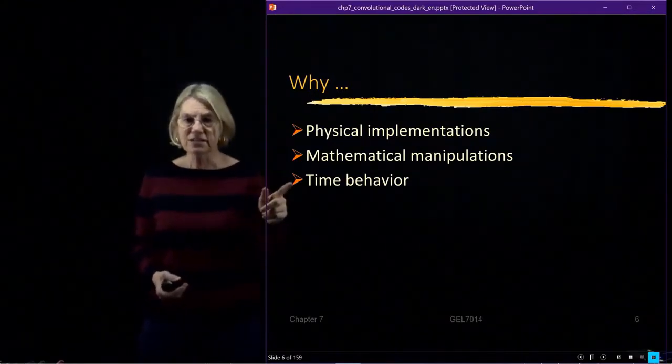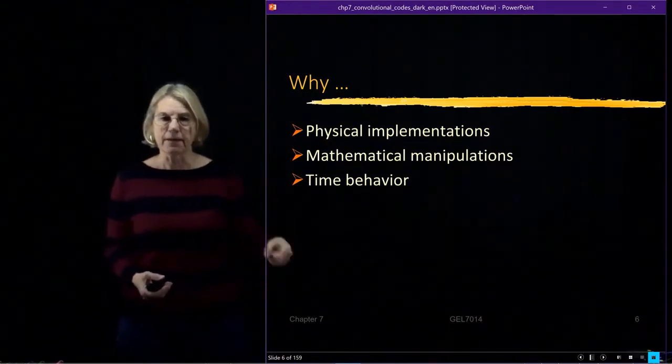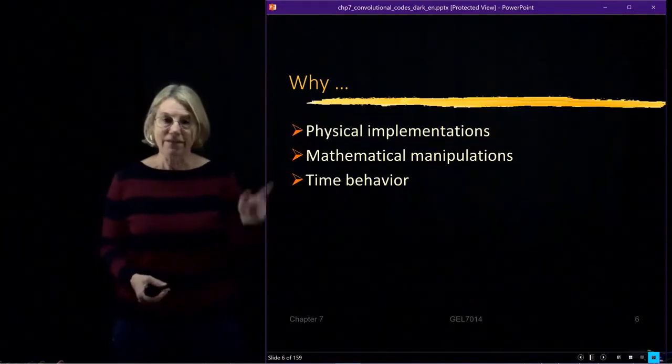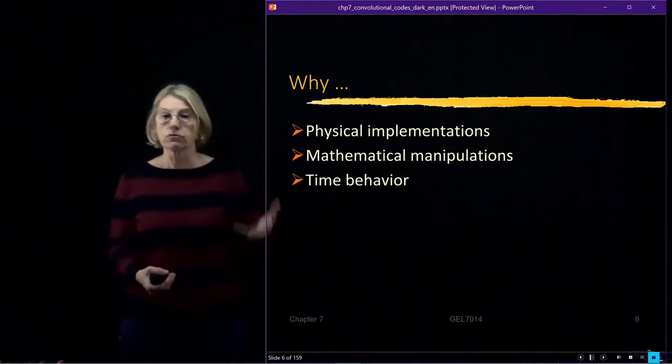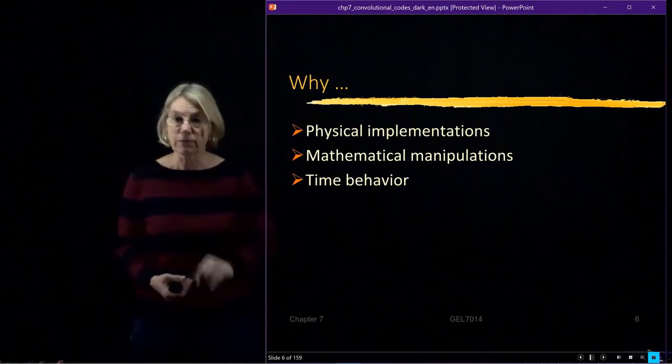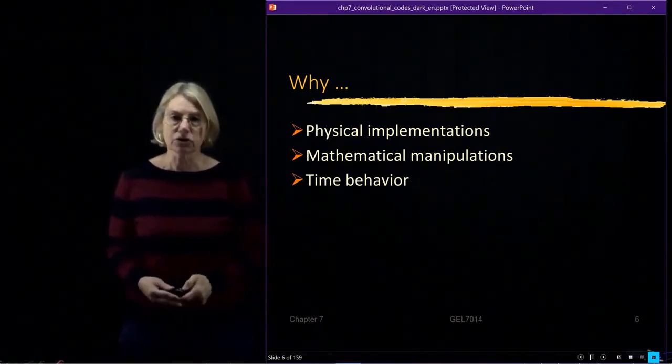And the last part is to understand what's going on as time goes on. So it's sort of the time-dependent behavior of the encoder. And this will be important to understand how we go through the decoding process. So 3 different reasons why we look at 6 different representations of the convolutional encoder.